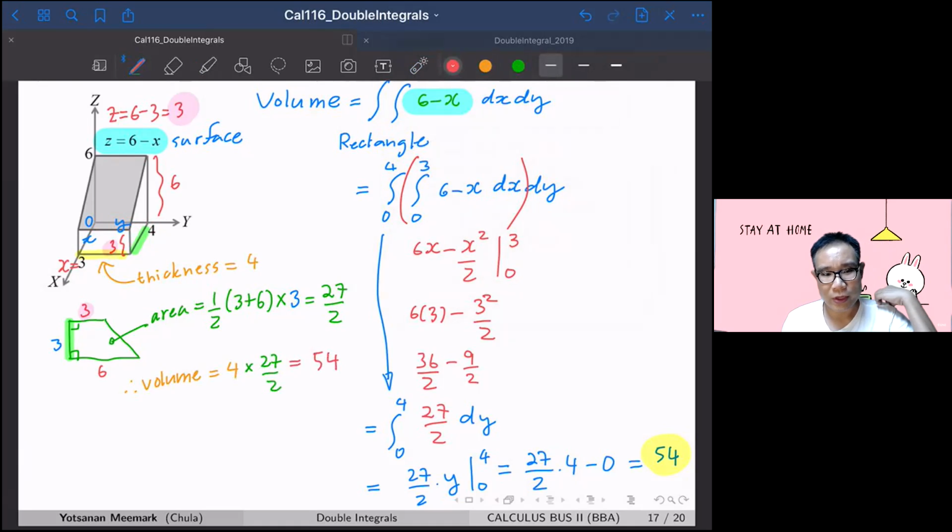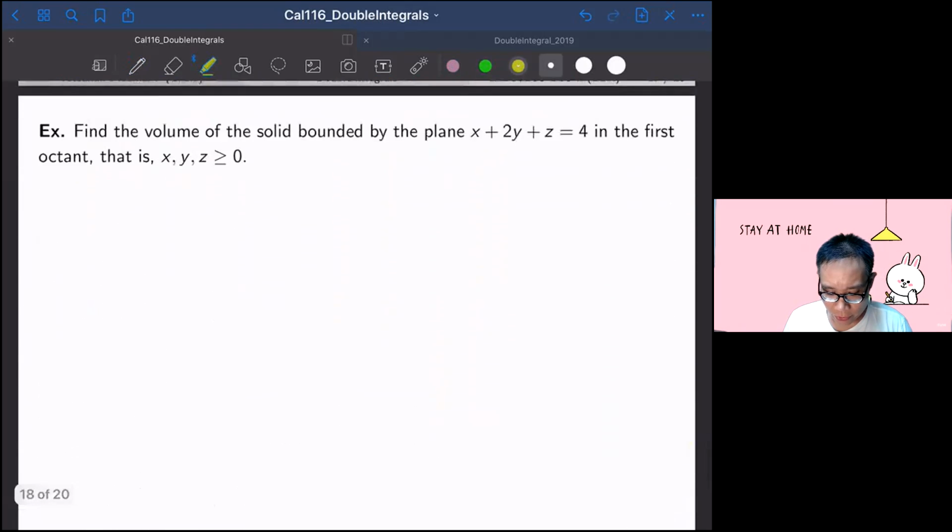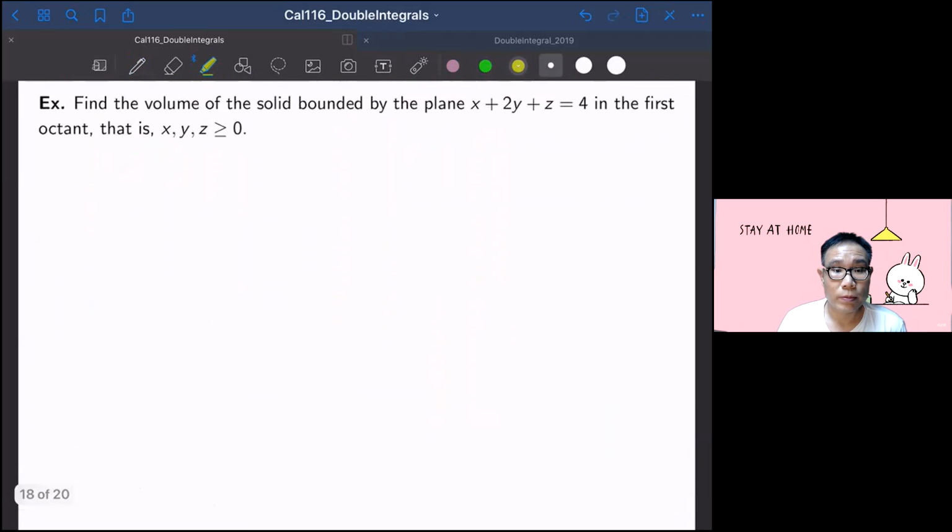So for this one, you can use geometry from high school to see that the volume of this prism turns out to be 54, and you can use the double integral and you get 54 as well. So you obtain the same value here. Okay, so is that correct? The next one is you'd like to find the volume of the solid bounded by the plane x plus 2y plus z equals 4 in the first octant. The first octant means x, y, and z are greater than or equal to 0.